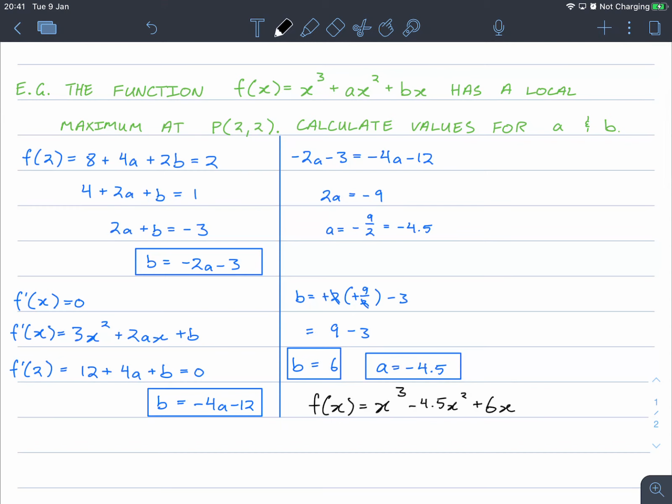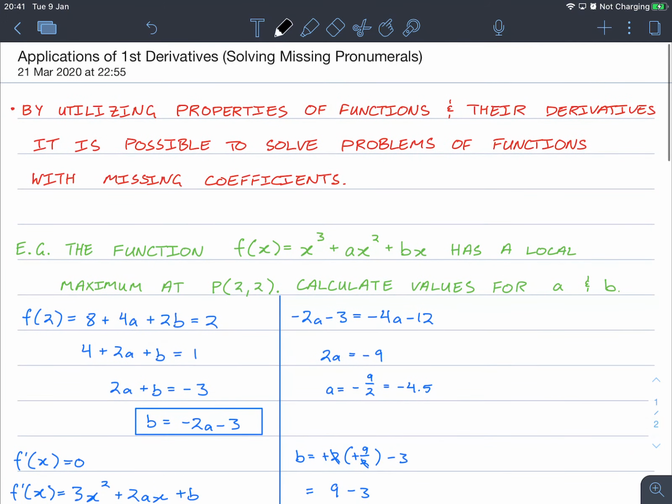So I hope that gave you an insight into using the properties of the function and the first derivative to solve for unknown coefficients.